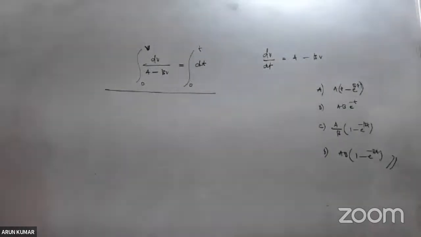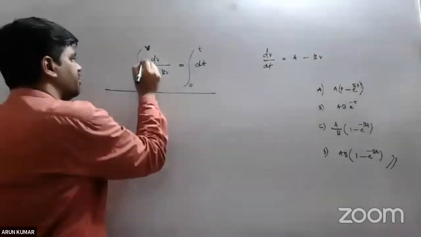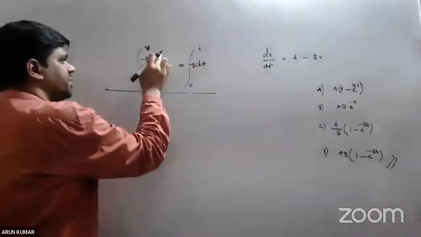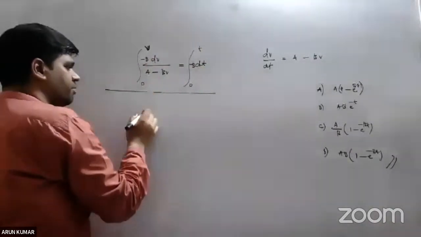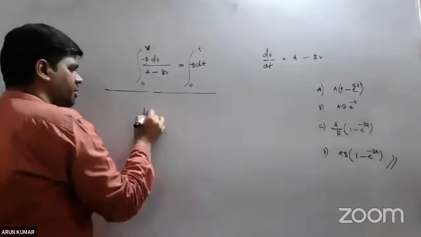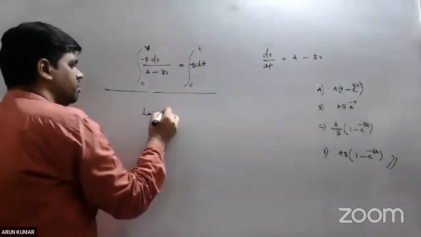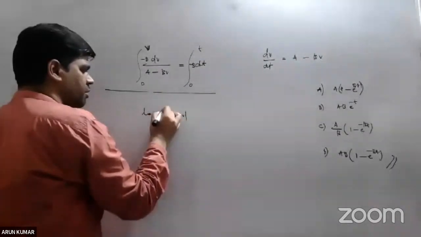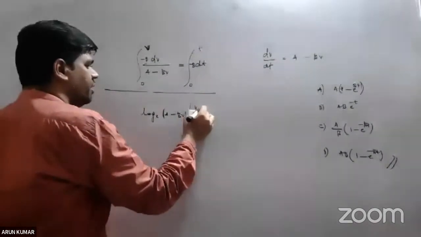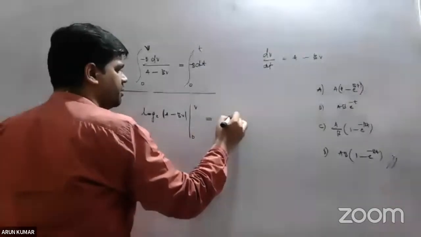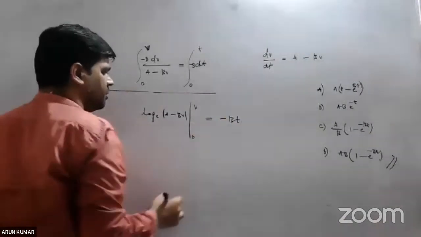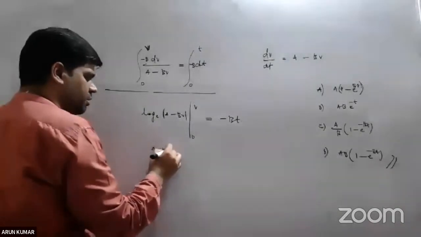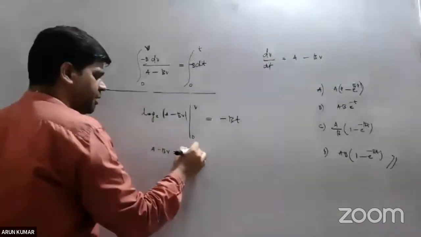How do you integrate this? We have done this before, but I'll still do it again. I multiply by minus b. This is nothing but f dash x by f x, which is ln mod of a minus bv, under limits 0 to v, equal to minus bt. I exponentiate both the sides. I'll get a minus bv is equal to e power minus bt.